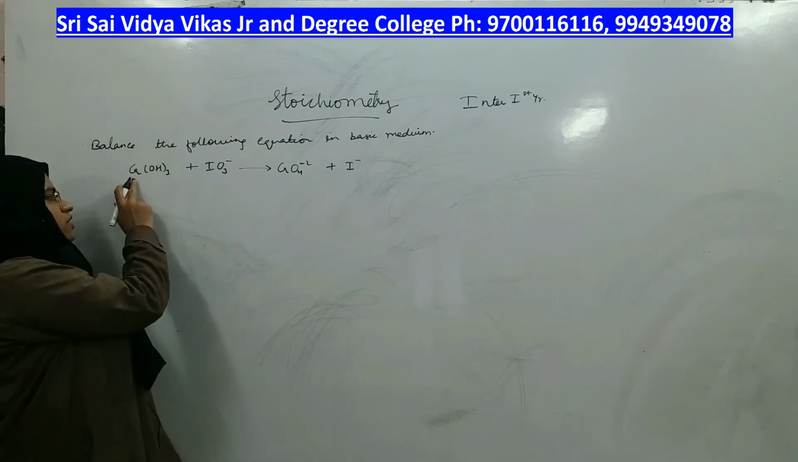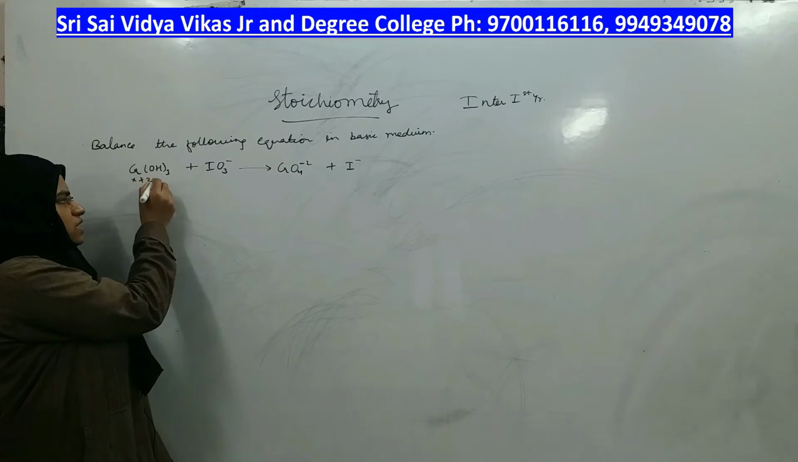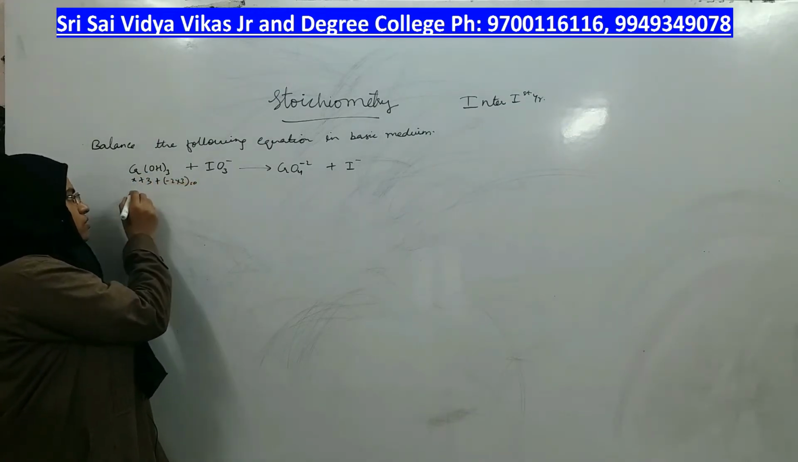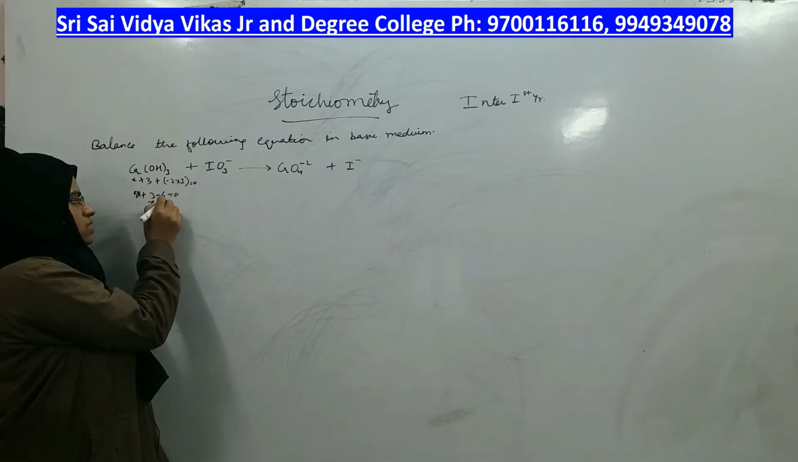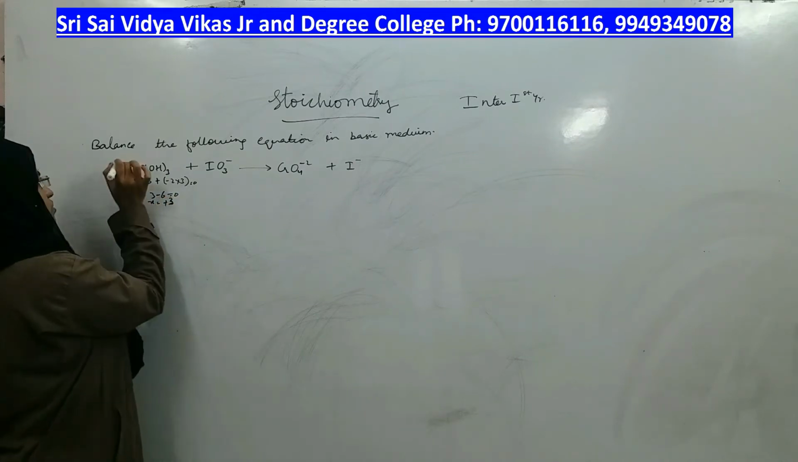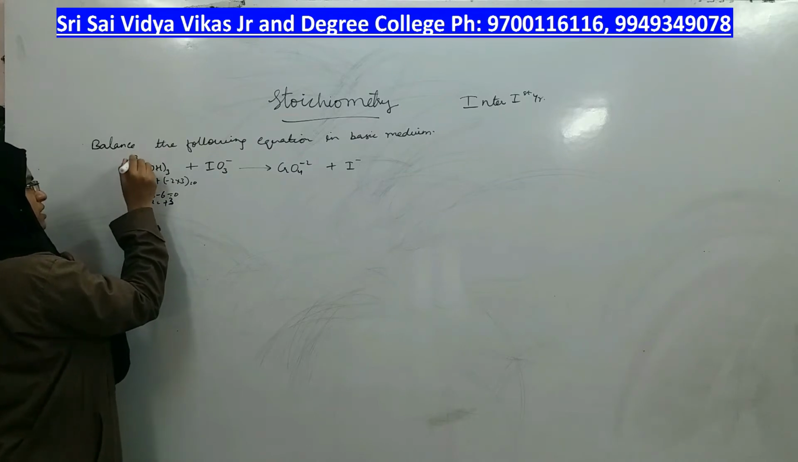So now, what is the oxidation state of chromium in this? Let us calculate. X plus how many hydrogens? 3, plus how many oxygens? 3, is equal to 0. X plus 3 minus 6 is equal to 0, x is equal to plus 3, right? So on each chromium, the oxidation state is plus 3.